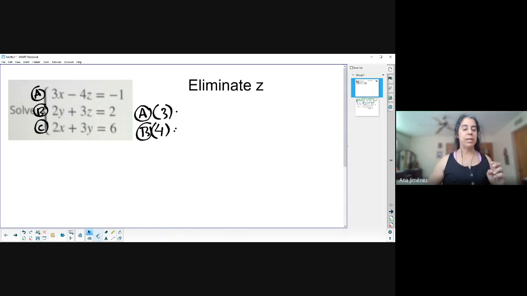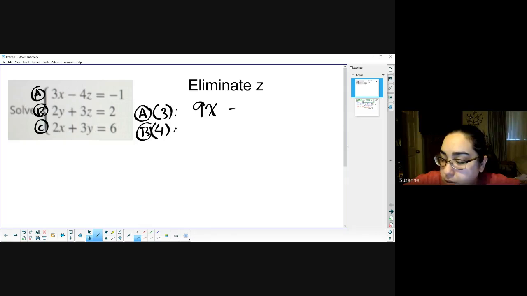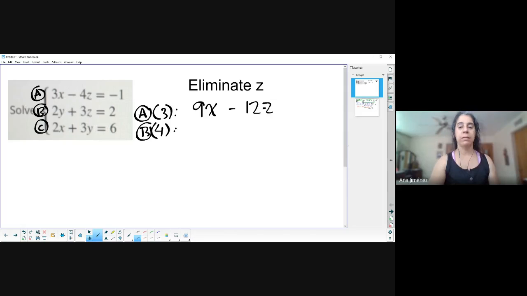Okay, great. So I'm going to take A times 3, which means I'm going to do each term. So I end up with, did you get 9x? Yes? Yep, 9x minus 12z equals -3. Perfect. That's exactly right. And I love that you said -3. When I was a student, I would often forget to do the other side. So I love that you remembered.